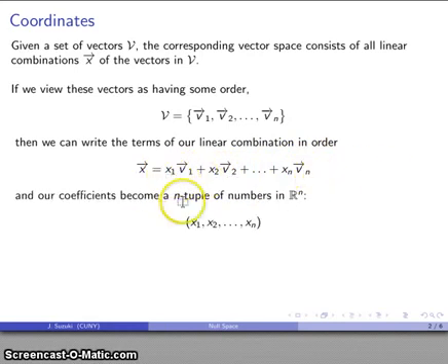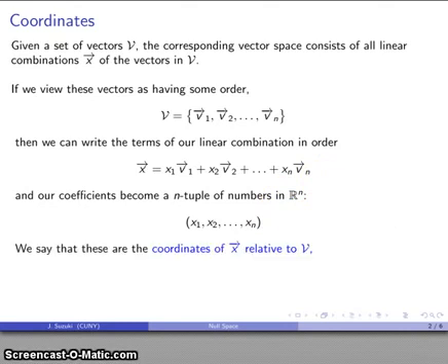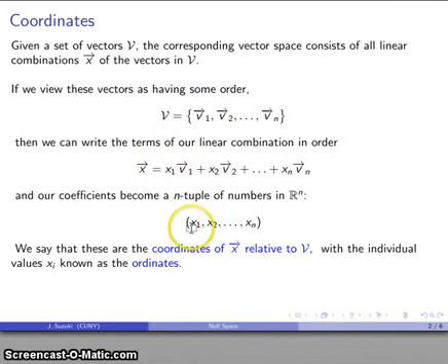And if I pick off the coefficients, as soon as I've decided on the order of the vectors, then I can write an ordered n-tuple of just the coefficients, and this n-tuple I can view as a set of numbers in Rn. We have a special name for this. We call these the coordinates of x relative to V, and the individual values are going to be the ordinates.